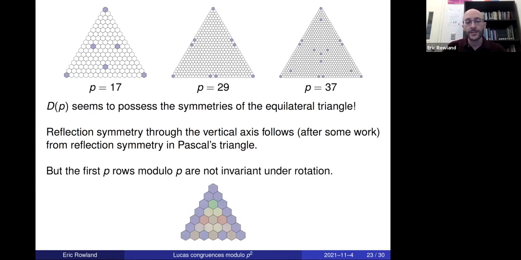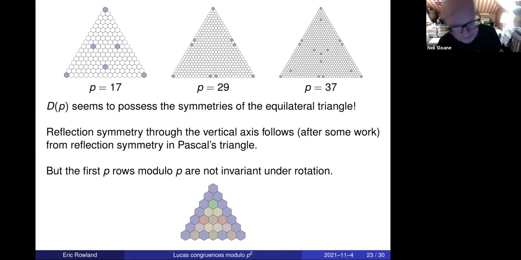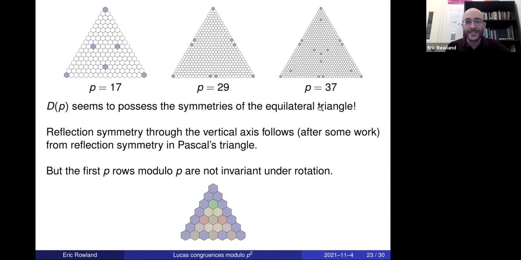But the rotation was much more surprising to me. Very surprising. Why should it be that if you have a point in the set, then when you rotate it 120 degrees about the center, you also get a point in the set? Because the first P rows of Pascal's triangle mod P are not invariant under rotation, right? So here's mod 7, you rotate this 120 degrees, you don't get the same picture.